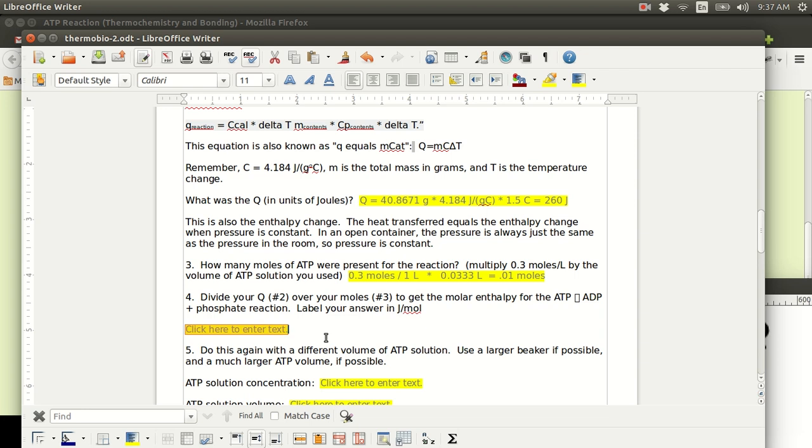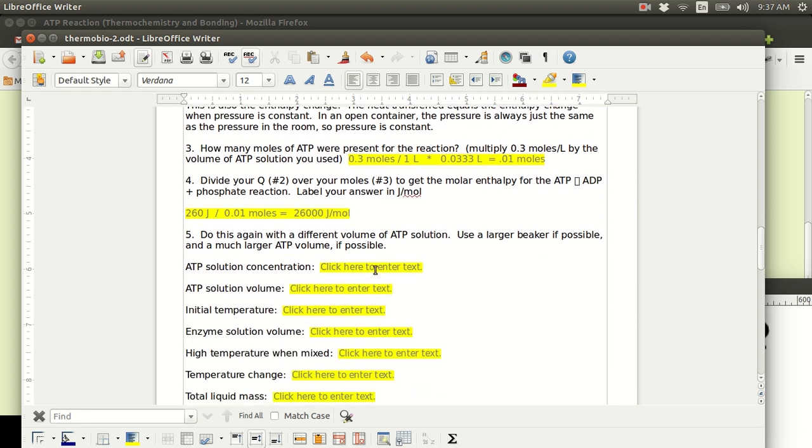Divide your Q over the moles. Okay, I could do that. My Q was 260 joules. My moles were 0.01 moles. And so the answer is 260 joules per mole. That's 26,000 joules per mole. That's a lot. I'm going to do this again with a different volume.